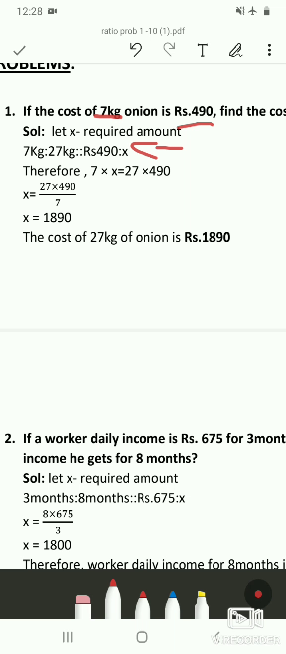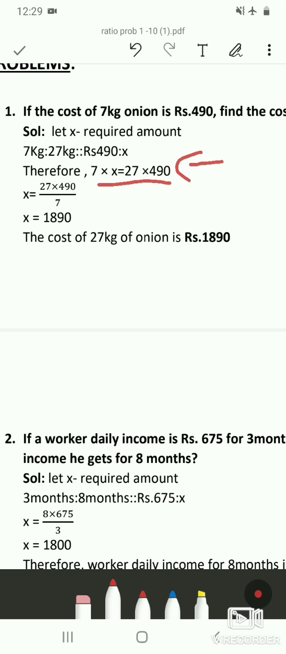And also we had seen the product of means is equal to the product of extremes. That is, this is the mean and these two terms are extremes. So we have to take the product. So 7 into x, which is extreme, is equal to 27 into 490. So we have multiplied the means and the extremes and we have equated, because we had seen in the property that taking equality of two ratios is nothing but proportion.